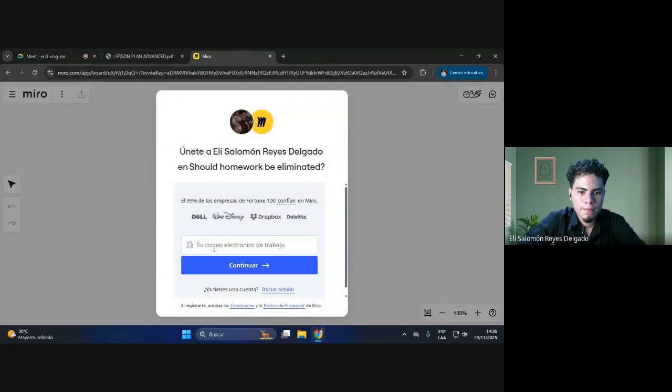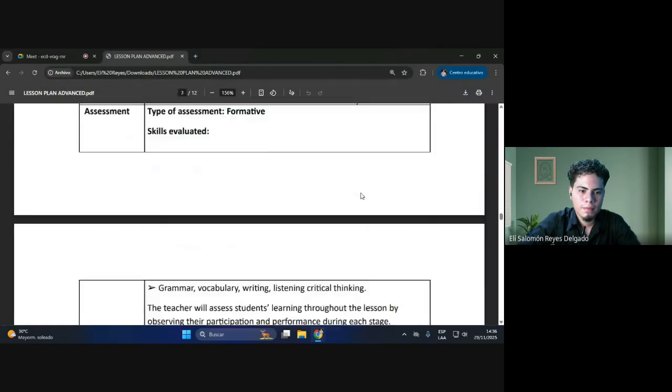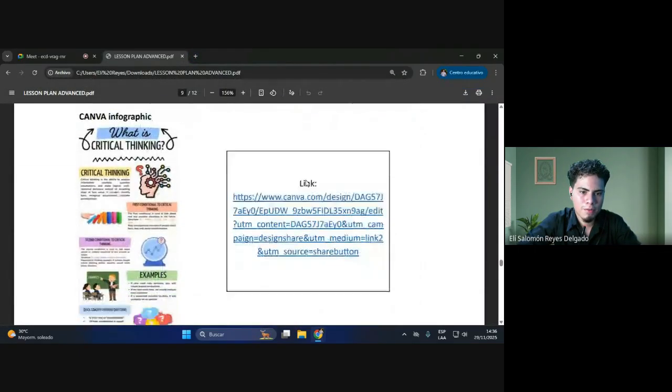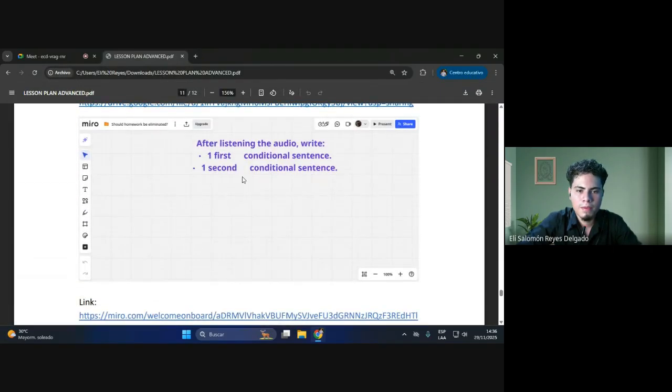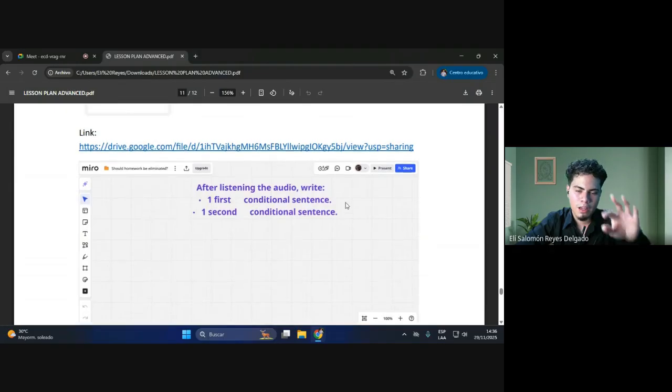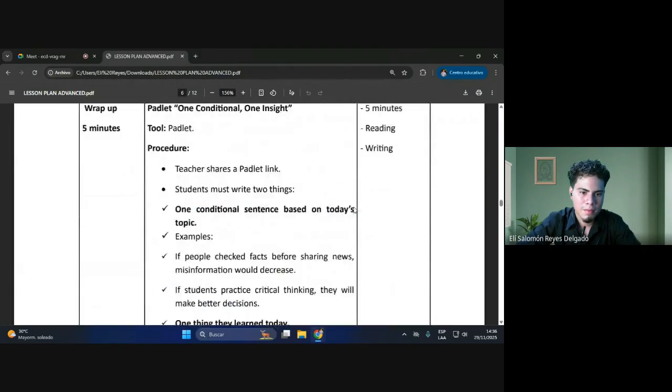So here the students will have to log in to the platform. This platform is free, so no problem. Here we have a picture of the Miro platform. Here we have a screenshot of Miro platform, where we have the structure, the instruction, and what they have to do. So give me a moment.